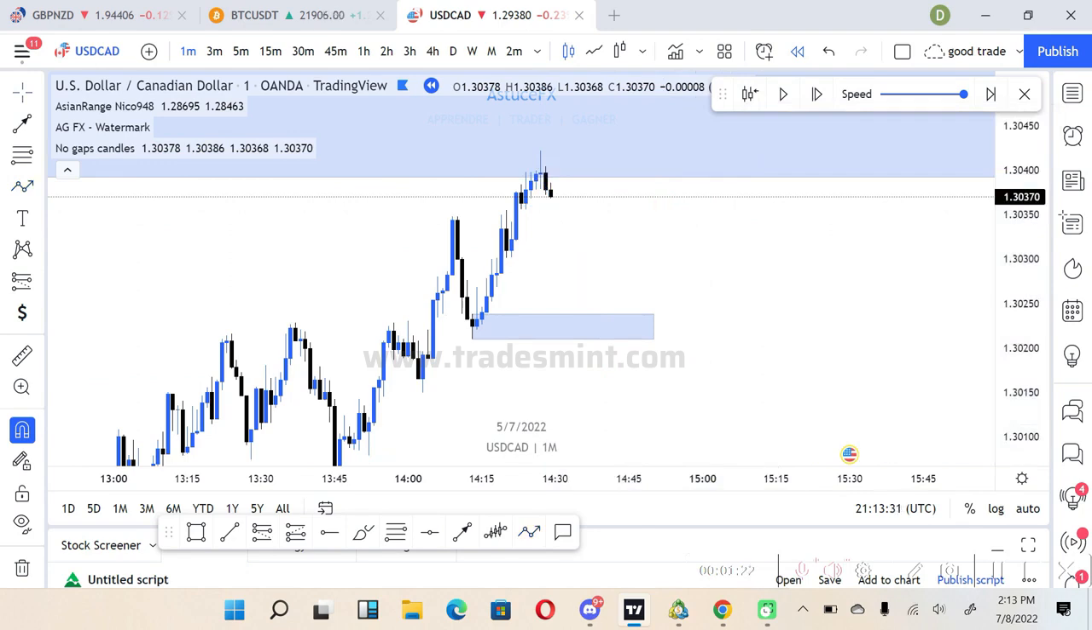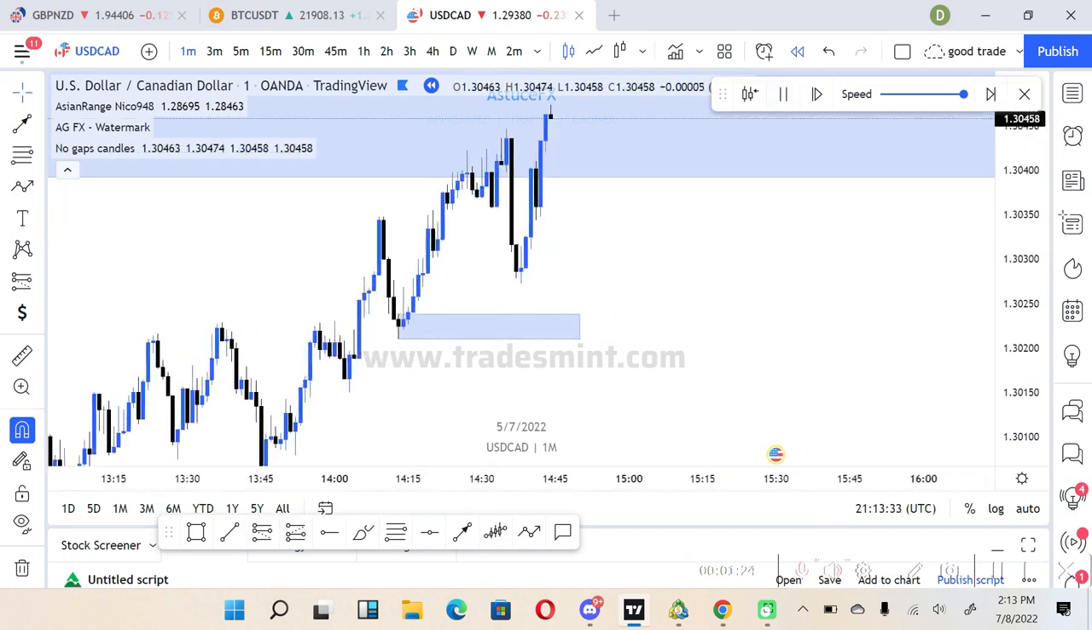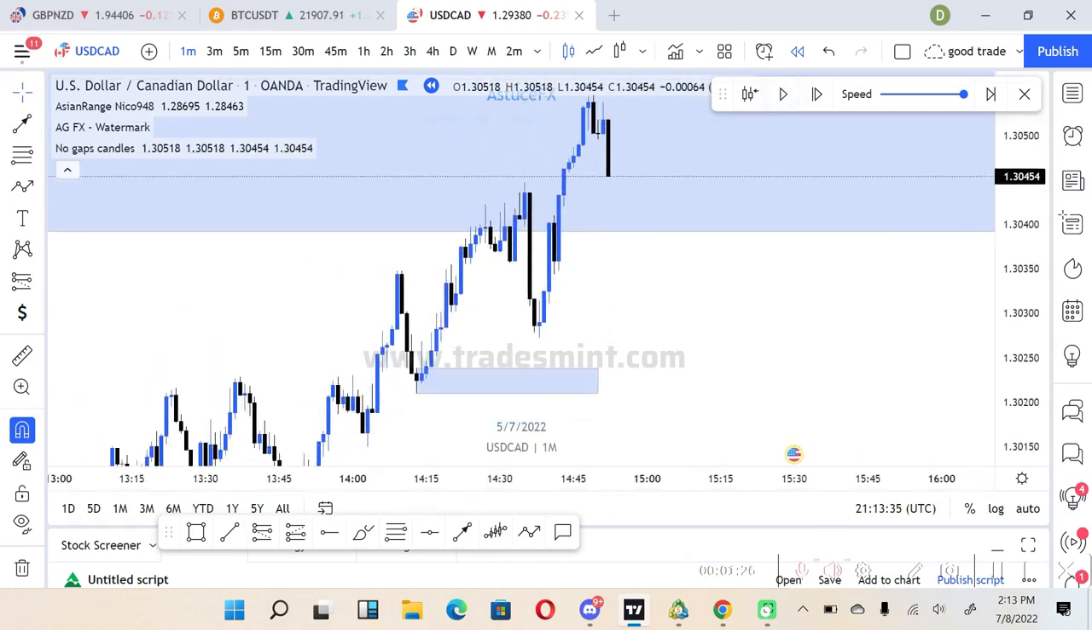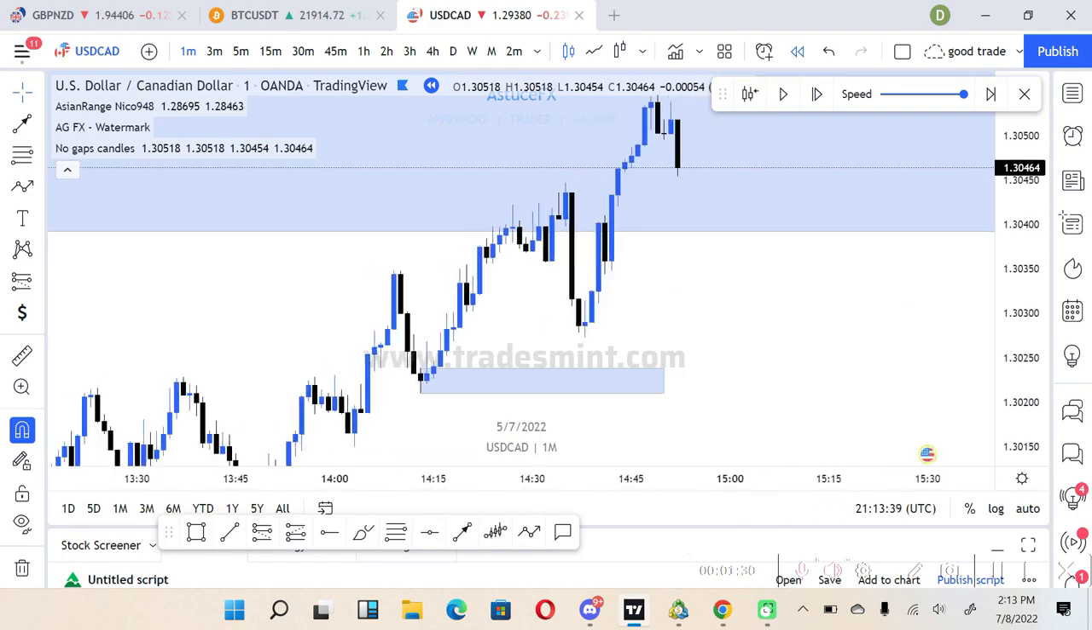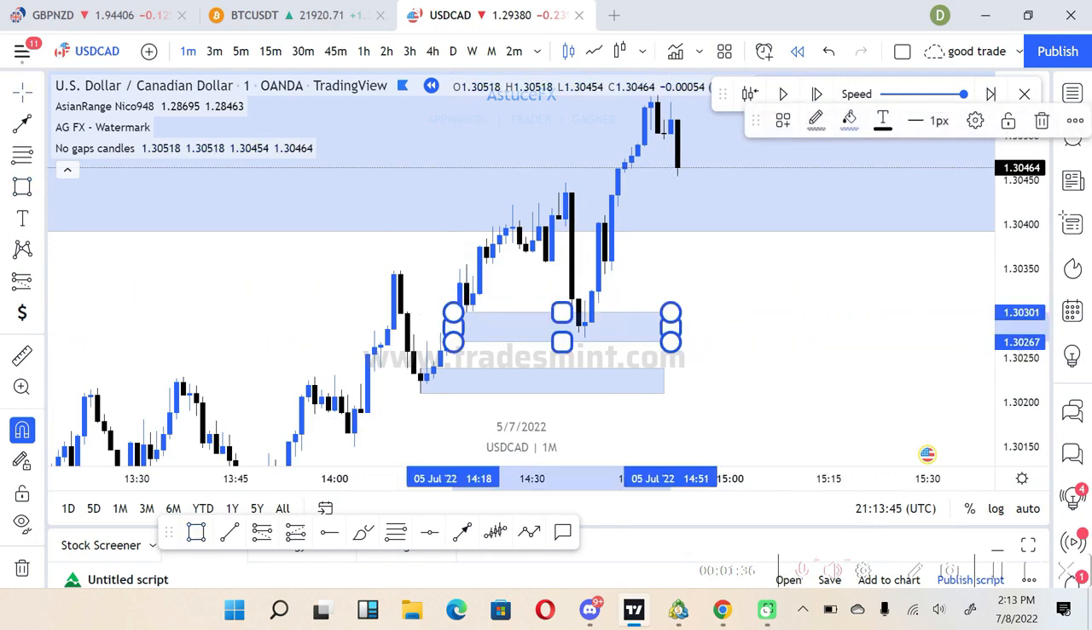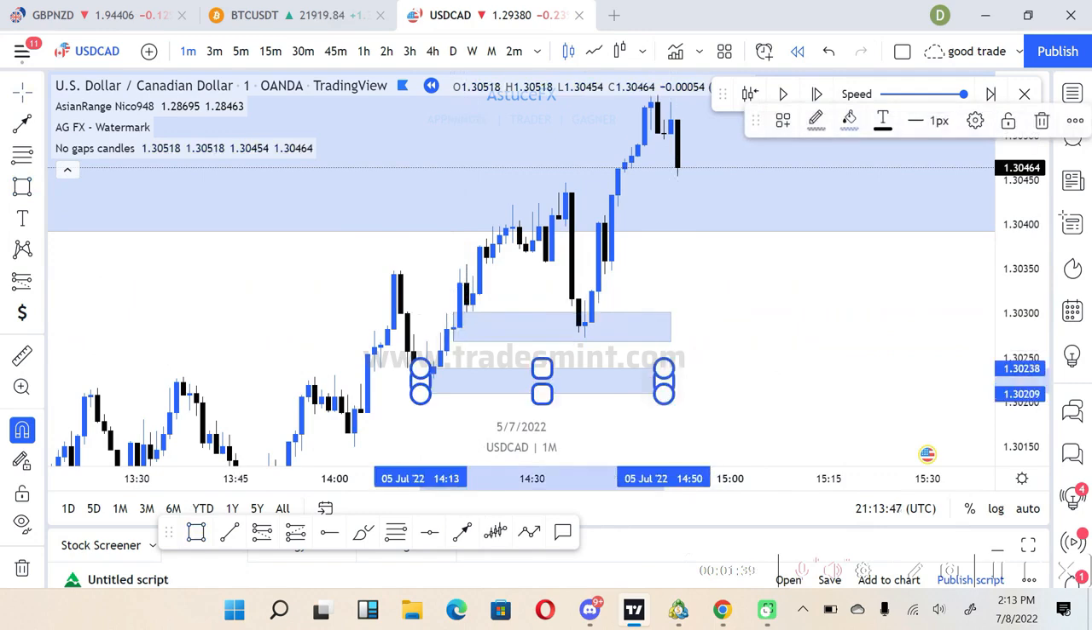So I'll try to replay the price and let's see what price did. Price did create a new high. As price created a new high, then for sure price pulled back to another OB instead of pulling back to the OB that I took. Okay, price pulled back to this one. I'll delete the one that is down here.